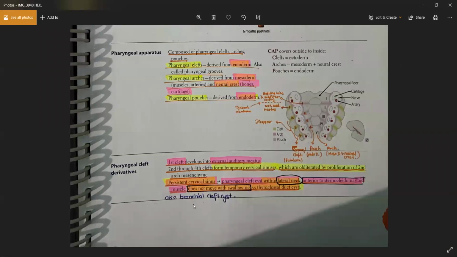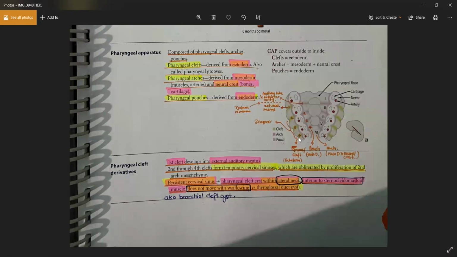So first, let's discuss these clefts, which are the outermost structure. All of them are derived from the ectoderm. You have 1, 2, 3, and 4. Please note the clefts from 2 to 4 will be obliterated in fetal life, so they do not form any structure. But this first cleft forms the external auditory meatus. So the external ear is formed by the first cleft.